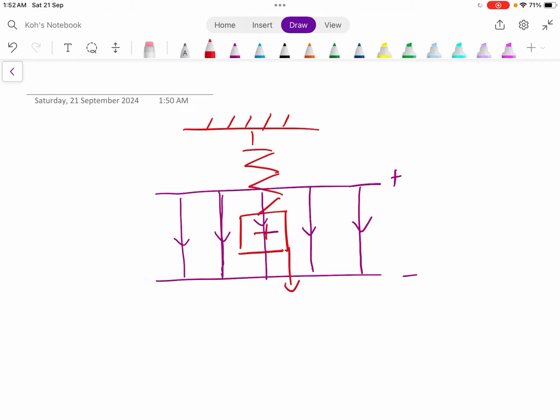Okay, so first thing, of course, the EPE, the elastic potential energy, will increase. So this one is simple. So this is the elastic potential energy. What about the electric potential energy when this positive charge is nearer to the negative charge plate?